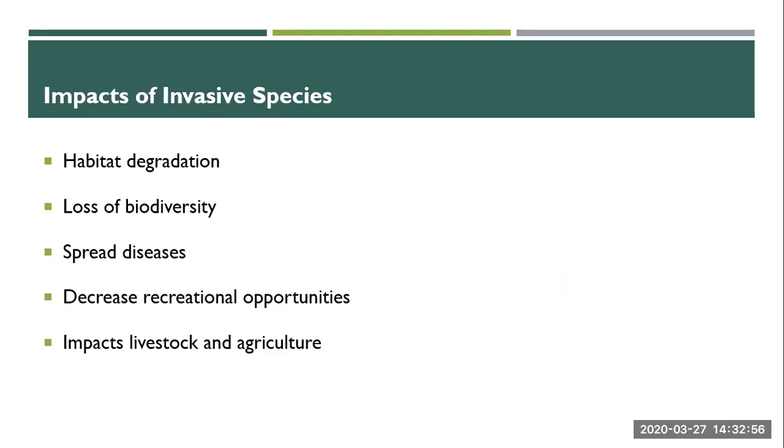Invasive species impact a lot of different aspects of our daily lives. They can cause habitat degradation, the loss of biodiversity, they can spread diseases, they can decrease recreational opportunities, and impact livestock and agriculture. These are just a few of the impacts that they can have on our daily lives. There are many, many more, but these are some of the big ones.